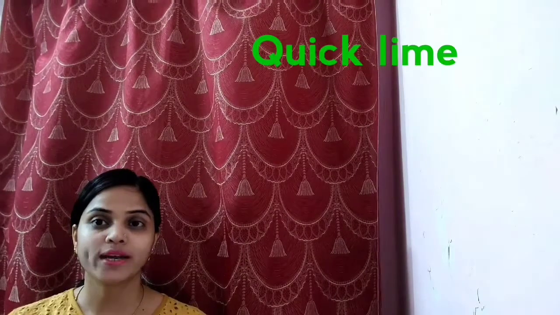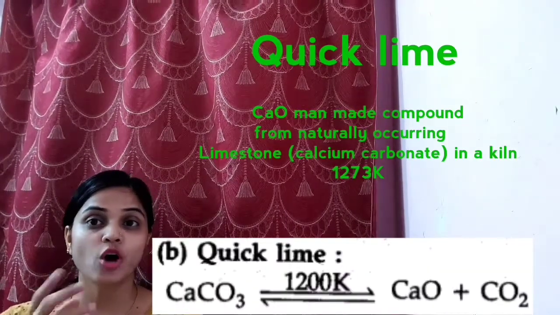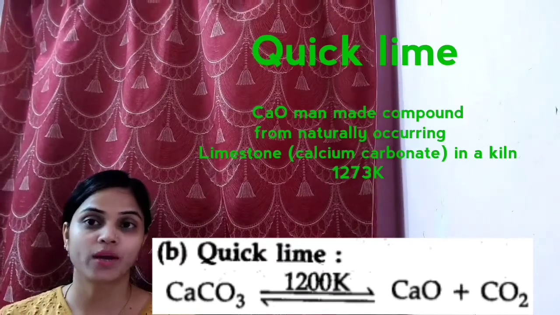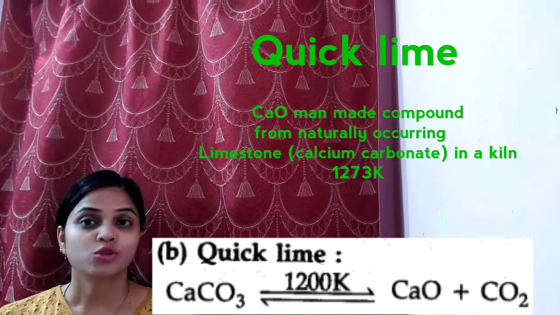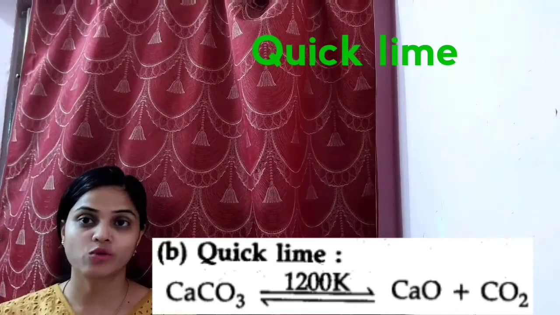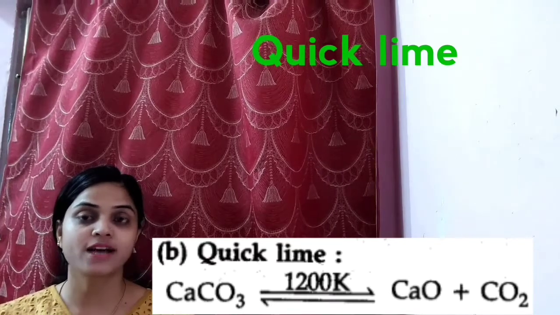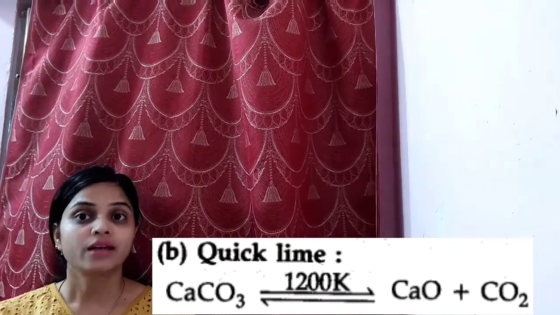Now number 3, quicklime, CaO, is a man-made compound obtained from naturally occurring limestone, calcium carbonate, heated in a kiln at about 1273 Kelvin. Lime is an amorphous white solid. When added to water, it produces a hissing sound. The reaction is highly exothermic. The reaction of quicklime with water is called slaking of lime.